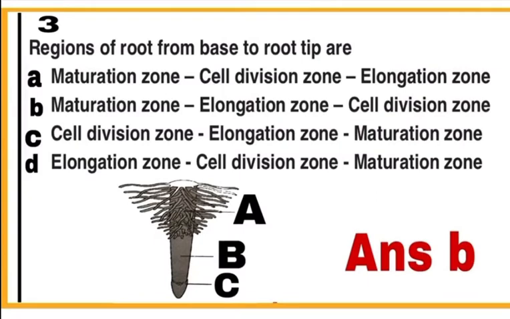Question number 3. Regions of root from base to root tip are. Option B. See the diagram. The regions of root from base to root tip are: A is the maturation zone, B is the elongation zone and C is the cell division zone. So, mark B as the correct answer.